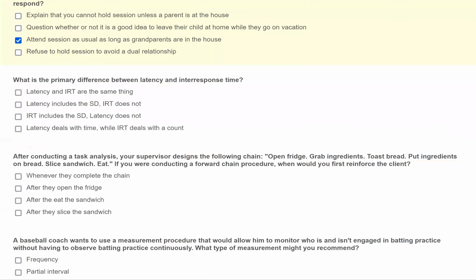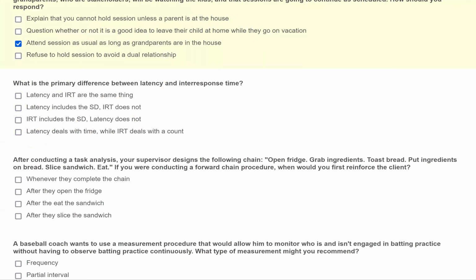3, what is the primary difference between latency and interresponse time? Okay, what are latency and interresponse time? Well, types of continuous measurement. Latency is the time in between an SD and a response. Interresponse time is the time in between two responses. So they're different types of measurement.